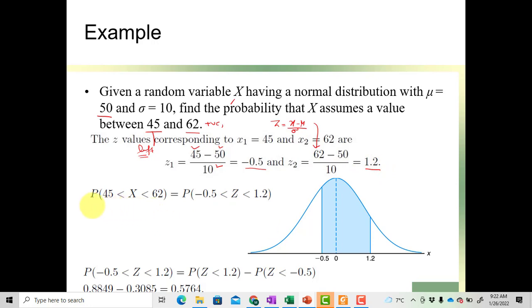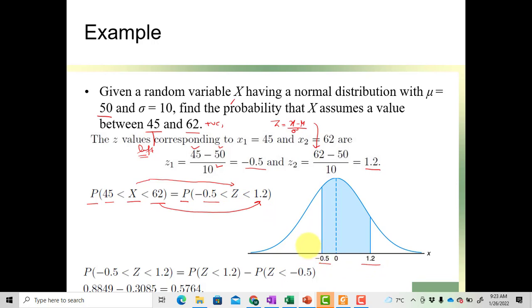So technically you will write that we have to find the probability that the random variable x lies between 45 and 62. You will then transform these values of x into z, and these two values 45 and 62 have been transformed into z values. So we will find the probability associated with the z values between minus 0.5 and 1.2.